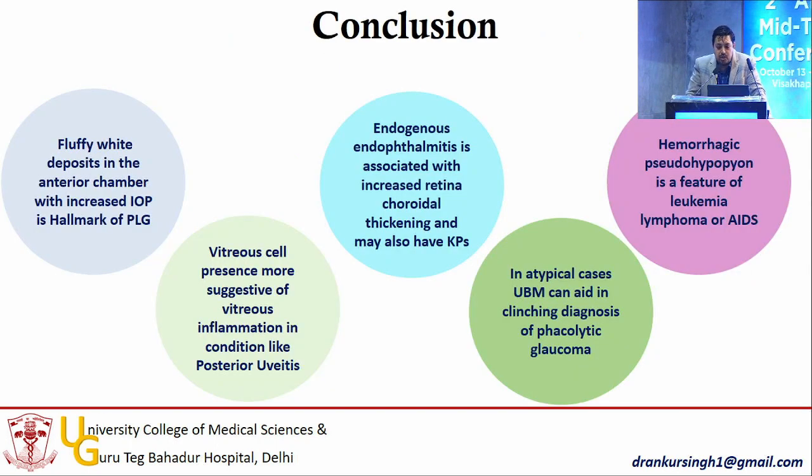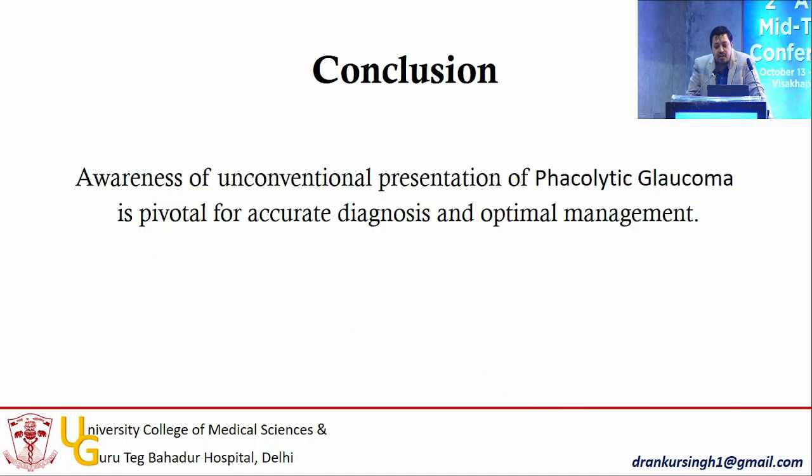So I would like to conclude that fluffy deposits with increased IOP are a hallmark of phacolytic glaucoma. However, vitreous cells present specifically in the posterior vitreous are suggestive of inflammation like posterior uveitis. Endogenous endophthalmitis usually presents with increased corneal thickness. In atypical cases, UBM can aid in clinching the diagnosis of phacolytic glaucoma. Hemorrhagic pseudohypopyon is a feature of leukemia, lymphoma, and AIDS. So awareness of unconventional presentation of phacolytic glaucoma is pivotal in accurate diagnosis and optimal management. Thank you.